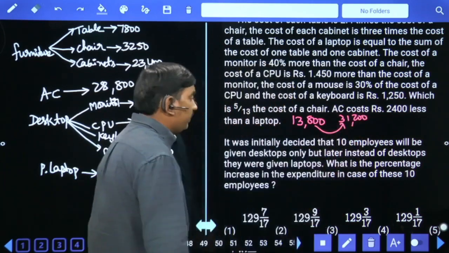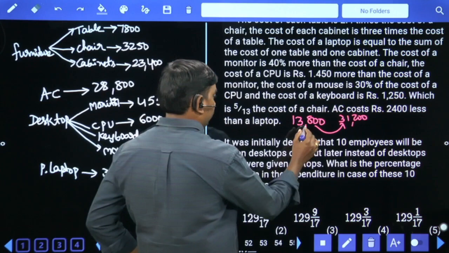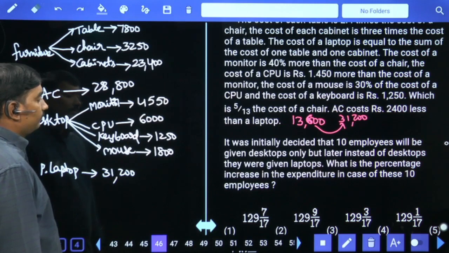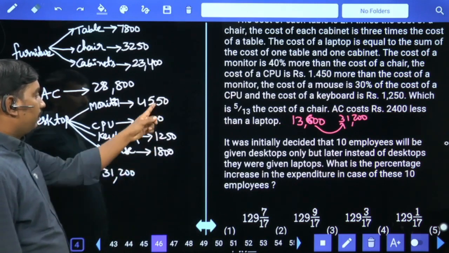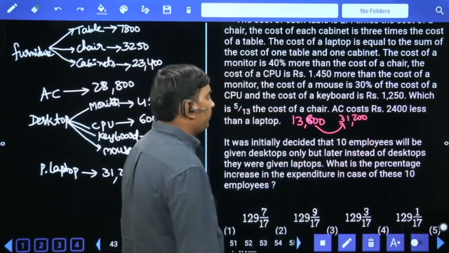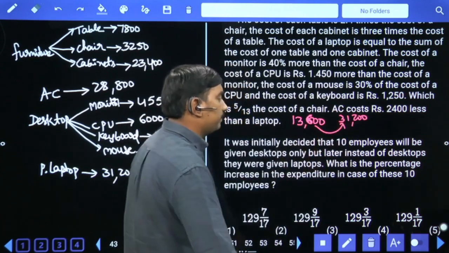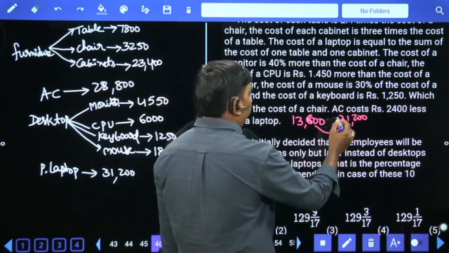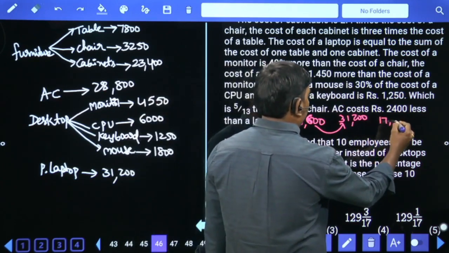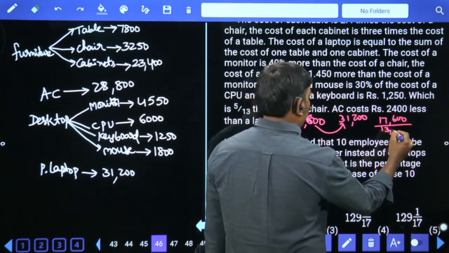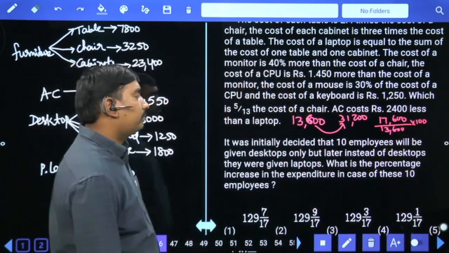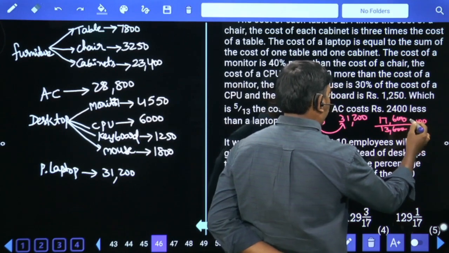Percentage increase means difference by less value. Sorry, 13,600. If you add these values, you will get 13,600. Yes. 550, 50, 13,600, 31,200. So percentage increase means difference by less value. 31 minus 13, 18,000. 200 minus 600 means minus 400. 18,000 minus 400 means 17,600 by 13,600 into 100. Two zeros will get cancelled.